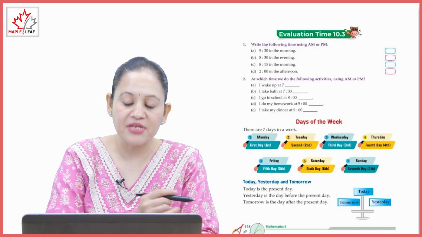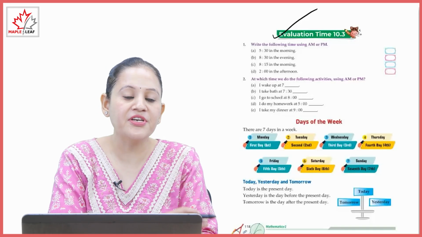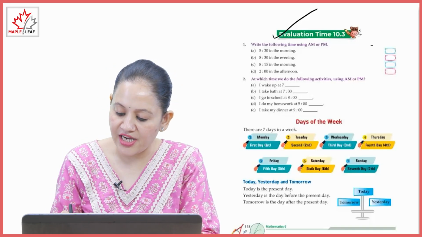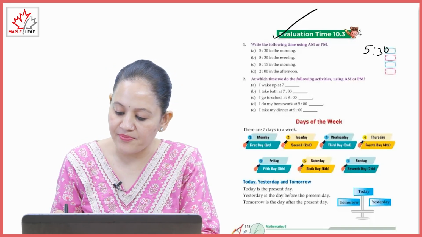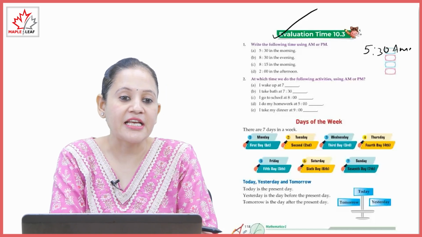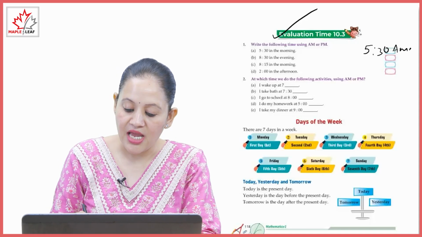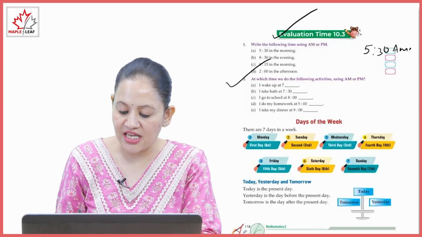Next is evolution time 10.3. Write the following using AM and PM. 5:30 in the morning, so we'll write 5:30 AM. Because it is morning. Next, at which time we do the following activities using AM or PM. I wake up at 7 AM.